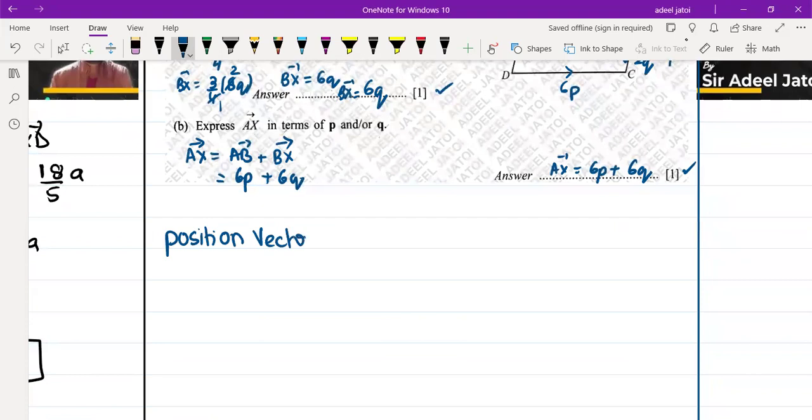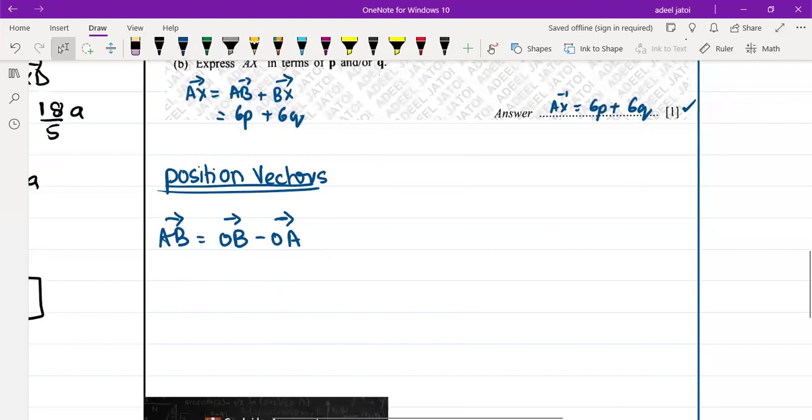Now generally, position vectors. Let's say I want to find AB. So what I do is I'll do OB minus OA. Now this is generating the magnitude directly.